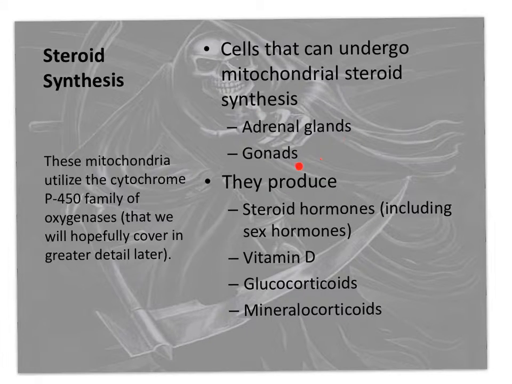There are a couple of tissues that can undergo what's called mitochondrial steroid synthesis, and these are your adrenal glands and your gonads. And it should make sense why these tissues do, since these are the tissues that produce these steroids, right? The steroid hormones, which we'll cover later this semester. I'm hoping that we can go into more detail about the steroid hormones, like sex hormones in particular, and the corticoids.